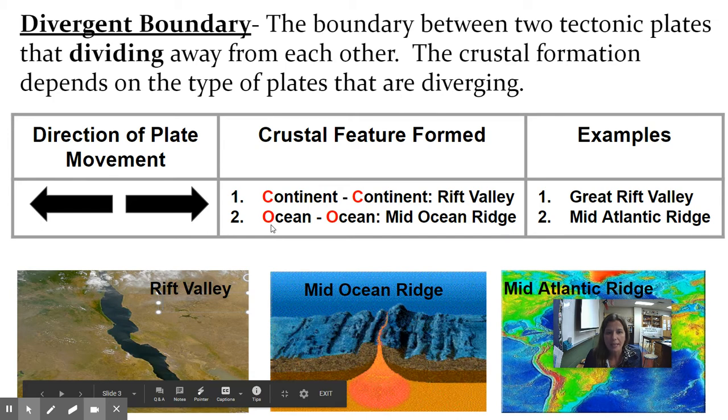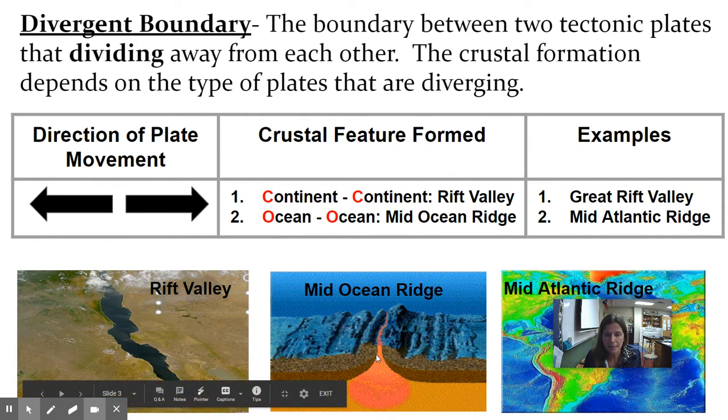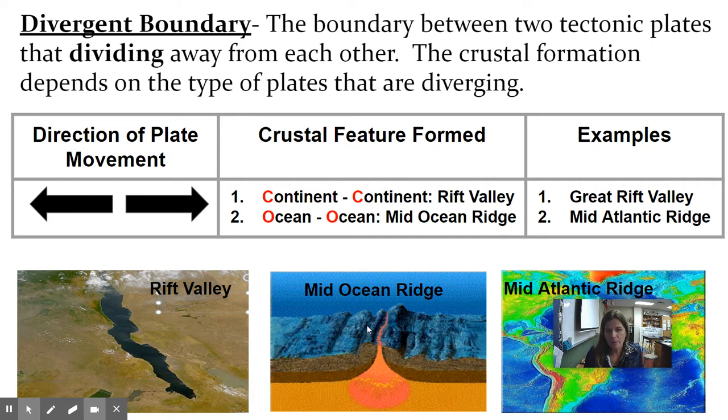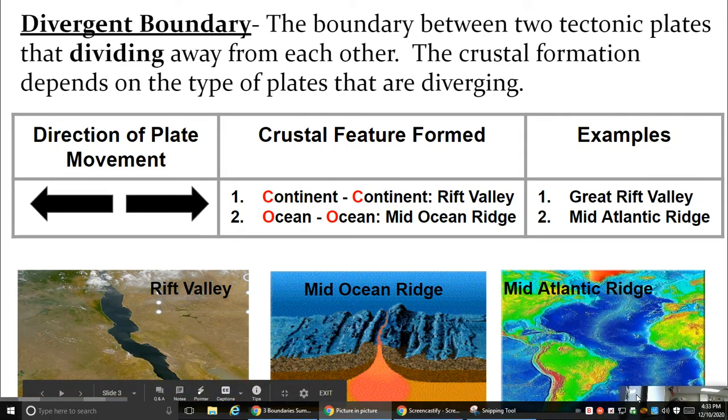If we look at an oceanic plate and an oceanic plate diverging, a mid-ocean ridge forms, and this is a mid-ocean ridge here. An example would be the North American plate diverging with the Eurasian plate to the right, and what would form would be the mid-Atlantic ridge.